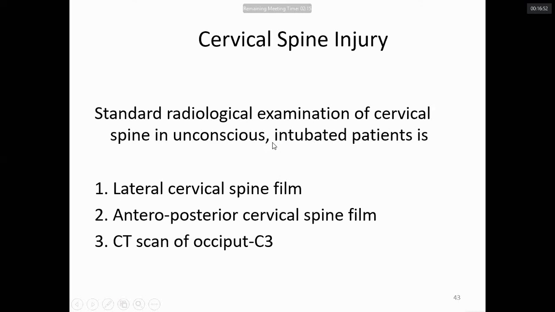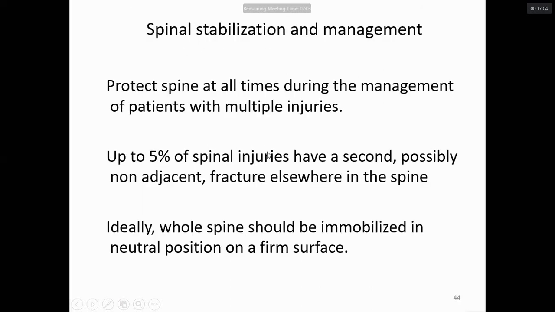Okay. So, spinal stabilization and management. Basically, the management protocol is to protect the spine at all times during the management of the spinal injury, because if there is a certain disruption in the spinal cord, then the patient may go into paraplegia or quadriplegia. So you should handle the spine case very delicately.